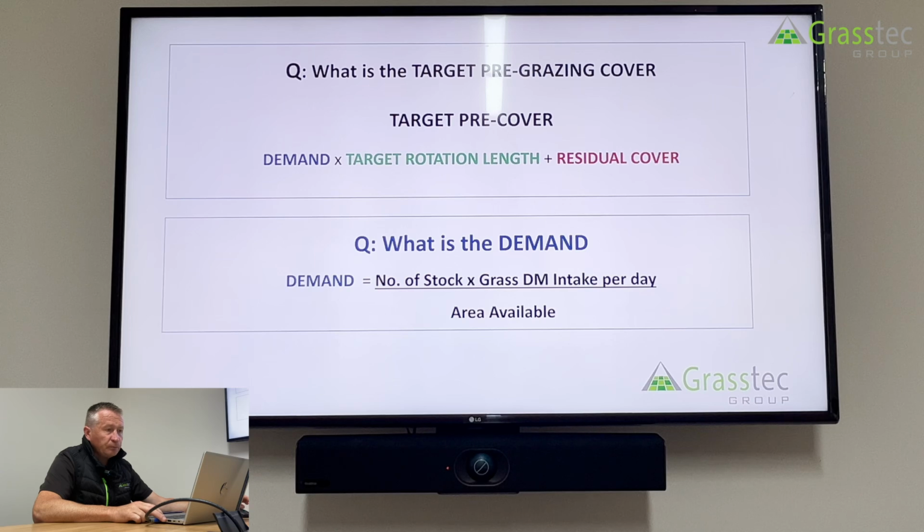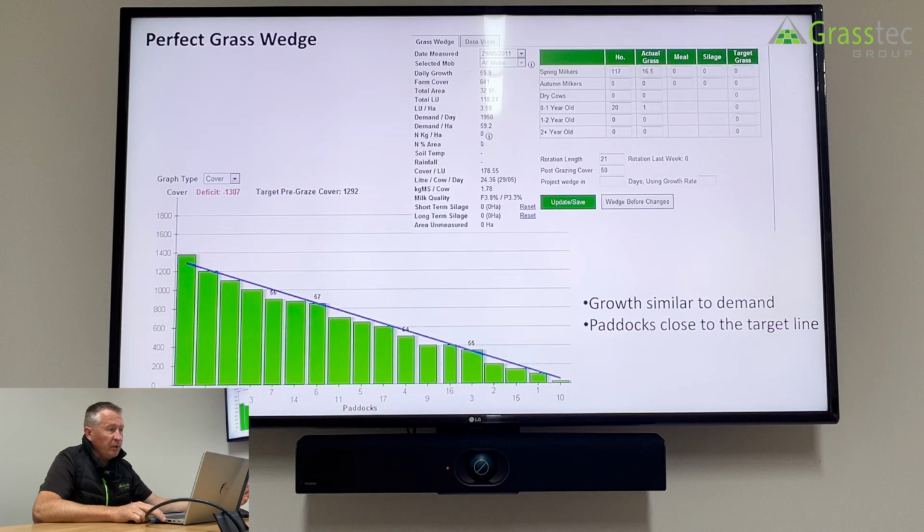Okay, so an example of a perfect grass wedge. You go out and you measure your grass. You enter the covers in the software program, be it PastureBase, be it AgriNet, or whatever software program you use, and the grass wedge, in general, will appear in front of you. So this is an example of a perfect grass wedge.